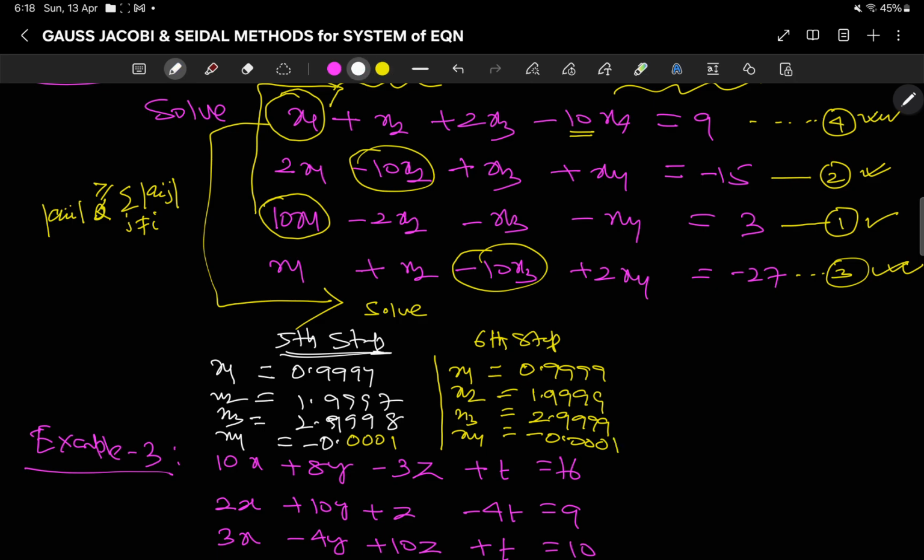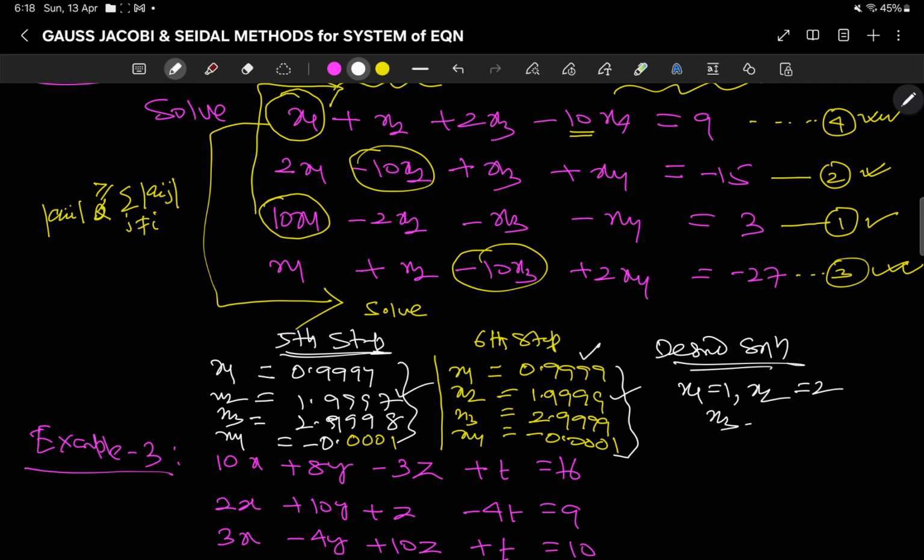So therefore what is your solution? The desired solution here: you see these two are approximately coinciding. So therefore x1 I just rounded to 1, x2 to 2, x3 to 3, and here x4 is 0. So this is the answer.